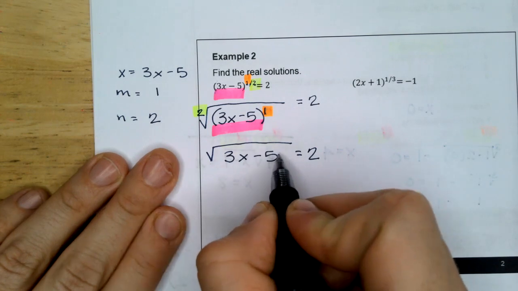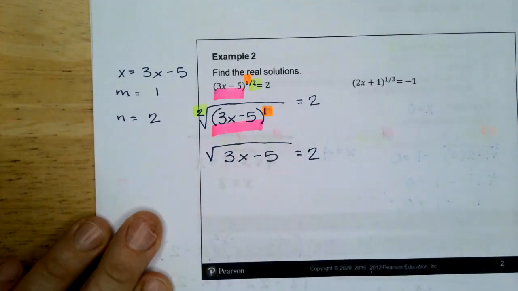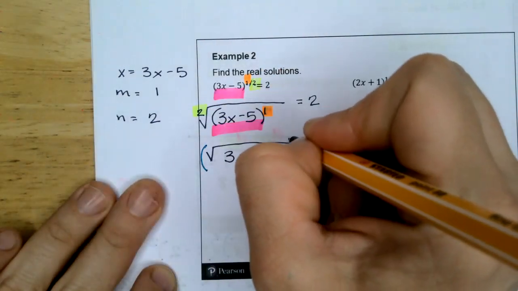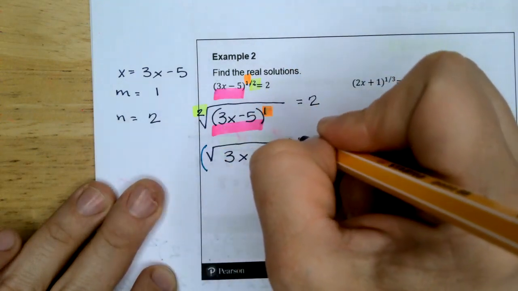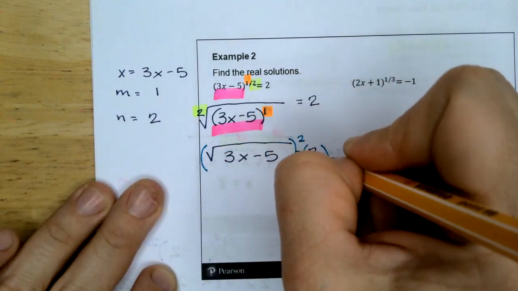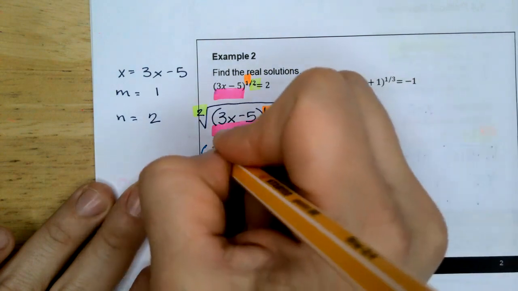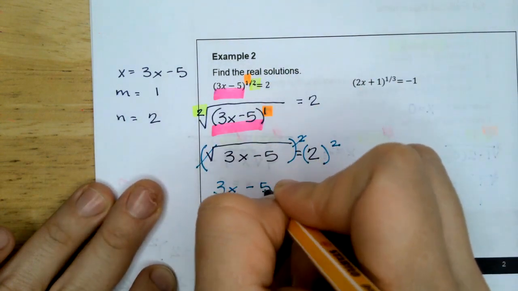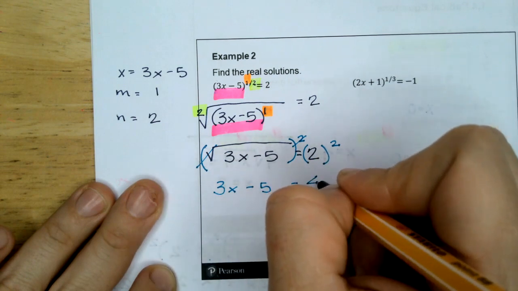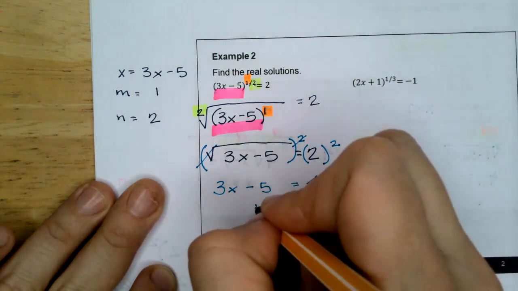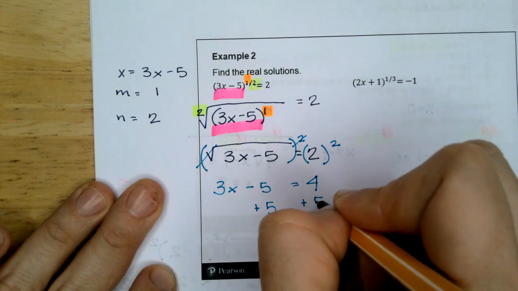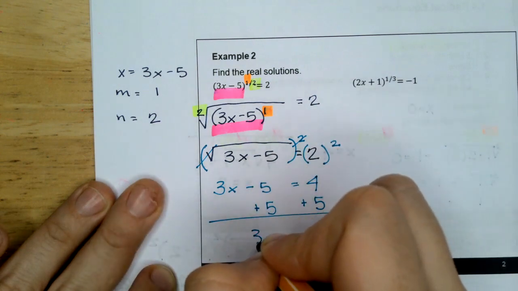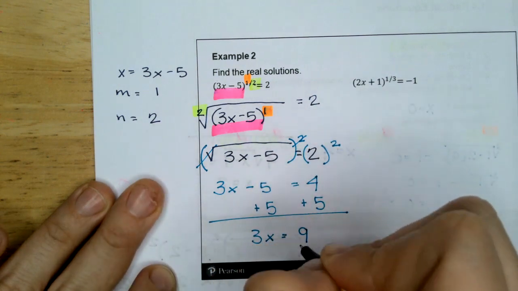We have isolated the radical. Now let's get rid of the radical, or eliminate it. It's being squared, so we're going to raise it to the second power. Anything I do to the left, I have to do to the right. Those cancel, and I just get 3x minus 5 is equal to 2 squared, which is 4. Good. Add 5. Add 5. 3x is equal to 9.